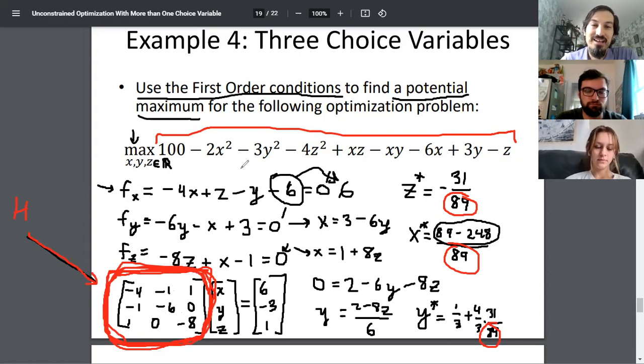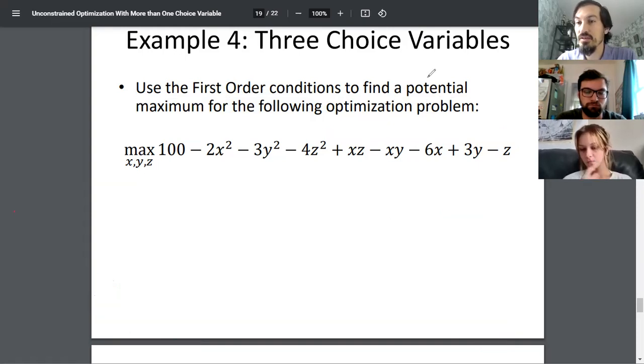Okay. All right, so if I asked you a problem that had these three choice variables, I think you guys could do it. You could either use Cramer's rule, or you could use substitution. It's really up to you. Look at the problem and see which one would be the easiest to do in that case.